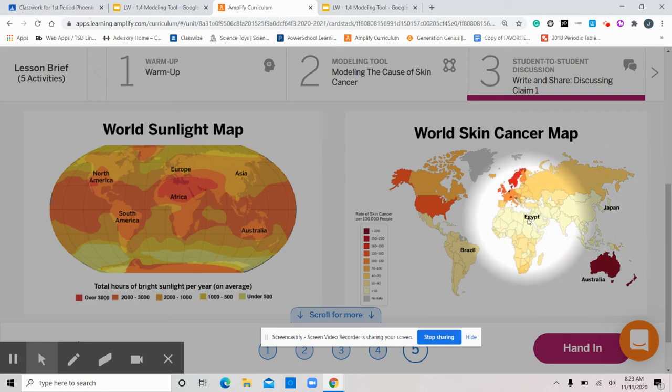But then look over here at Egypt. Egypt's just the same as Japan as far as skin cancer rates are concerned. And yet, remember, they had over 3,000 hours of daylight per year. So that really damages claim 1 and refutes it, I would say. And then the icing on the cake was our first one, looking at Brazil. They have a significantly lower amount of skin cancer than Australia, yet they receive the same amount of sunlight per year.